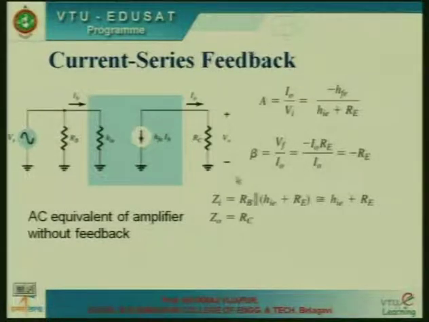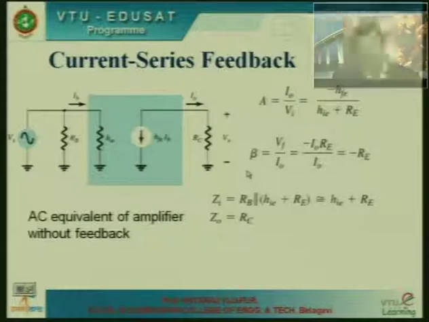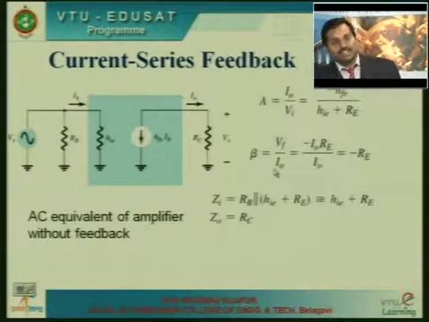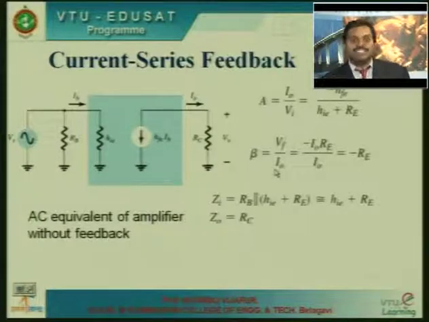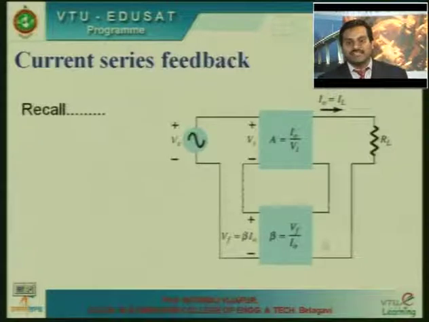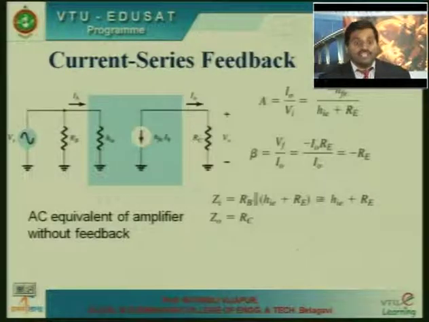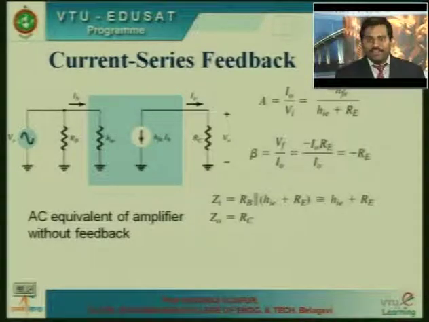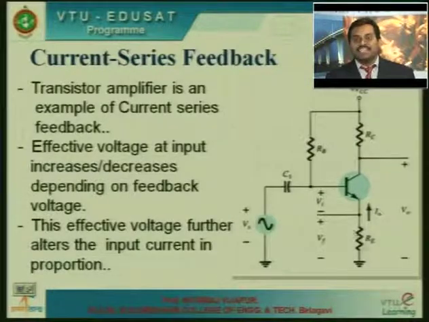Then the feedback network beta. You can calculate feedback network beta as Vf divided by I naught. Why? Because you can recall the concept. What is beta? Beta is equal to Vf divided by I naught, feedback voltage divided by output current. So what is the feedback voltage here? Feedback voltage is generated across Re.